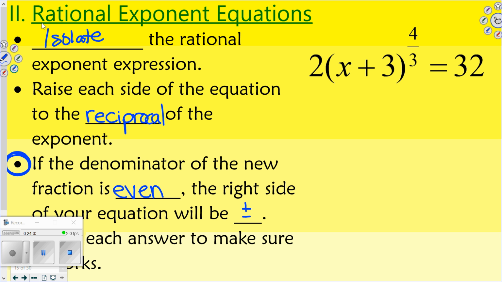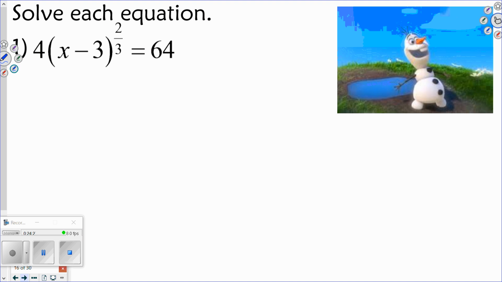Because before, anytime you took the square root of something, your answer was plus minus, right? So the same goes if it's a 4th root, 6th root, 8th root, 10th root. Any even root, your answer is plus minus. Again, weird random rule, not that hard, but you got to remember to do it. Same thing with square roots. And then again, you can check to make sure they work. All right, let's jump in.